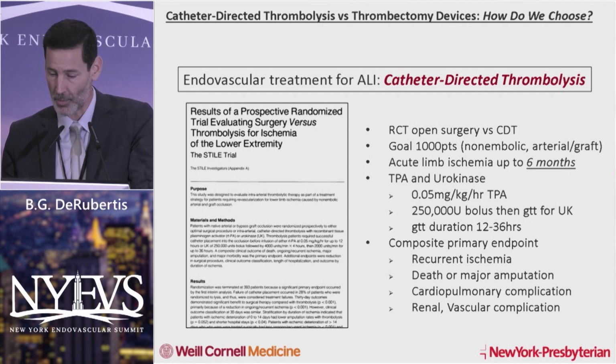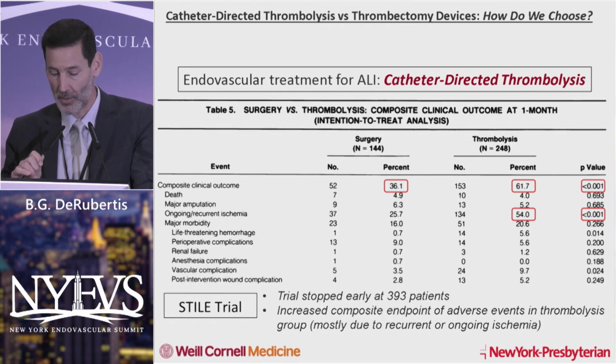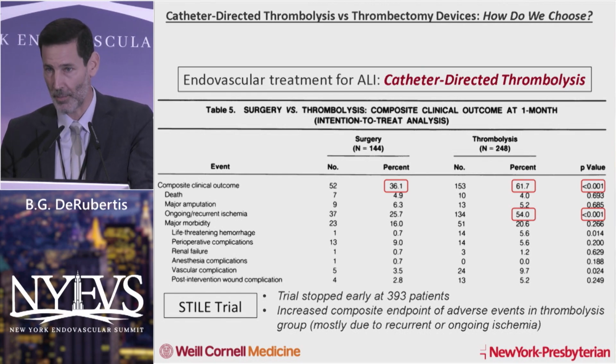The STILE trial is probably the most important of these trials. This did include patients with acute limb ischemia up to 6 months. Patients were treated either with open surgery or catheter-directed thrombolytic therapy with a composite endpoint of recurrent ischemia, death or major amputation, cardiopulmonary complications, or renal or vascular complications. This trial was actually stopped early at an enrollment of 393 patients when I think the goal was 1,000 patients. This was due to a relative increase in meeting that primary endpoint in the catheter-directed thrombolysis group. So it basically suggested a high rate of hitting the endpoint, so it was stopped early for safety reasons.